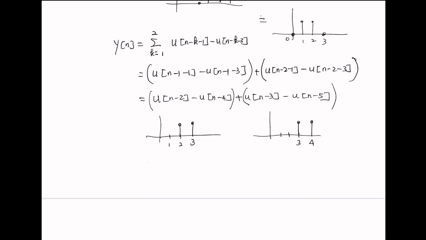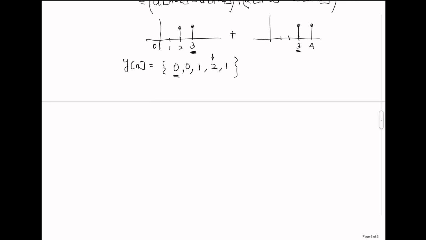So if we add these two, now we're going to have y of n equals 0, 0, 1, 2, 1, and this is our 0. So we have 0 when n equals 0. When n equals 1, we have a 0. When n equals 2, we have a 1. When n equals 3, we have 1 plus 1, which is 2, and then n equals 4 is 1, and then that's it.